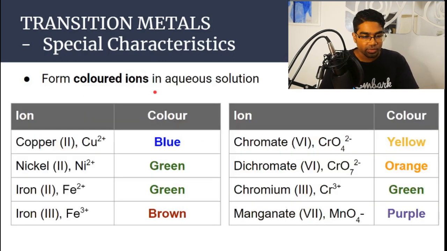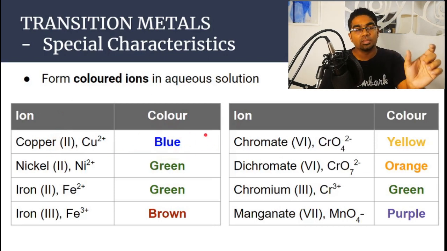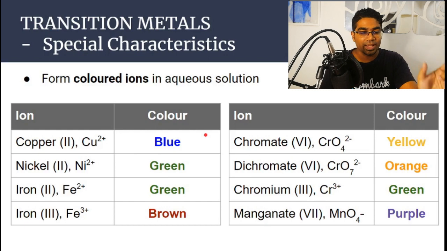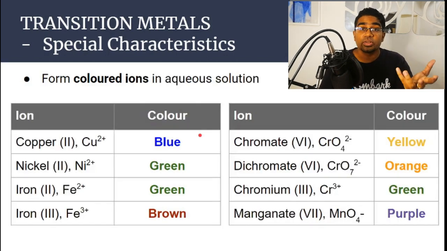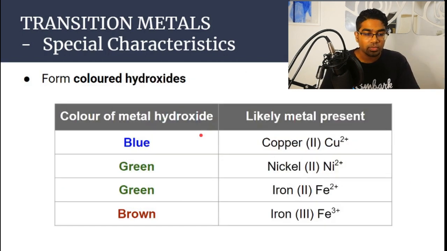So let's say earlier, copper will form a blue solution, but sometimes the blue is very light. It's very pale blue. It's not very visible, because the concentration of copper ions might be too low to be visibly blue. Then what we can do is add hydroxide. So we can add sodium hydroxide or potassium hydroxide, and then we have a metal hydroxide being formed. And with these metal hydroxides, the color is much clearer.